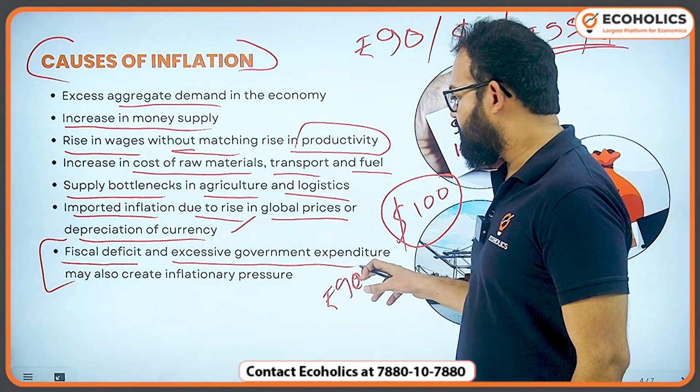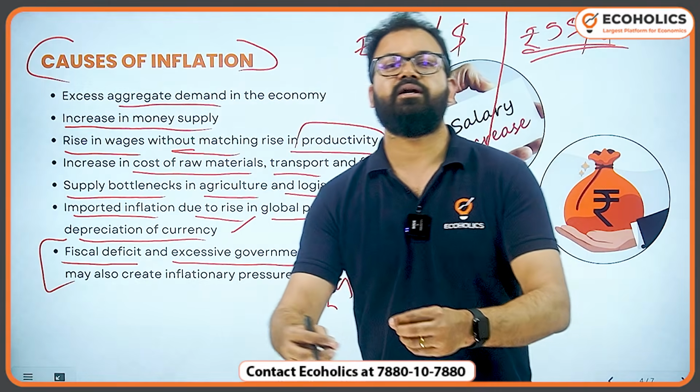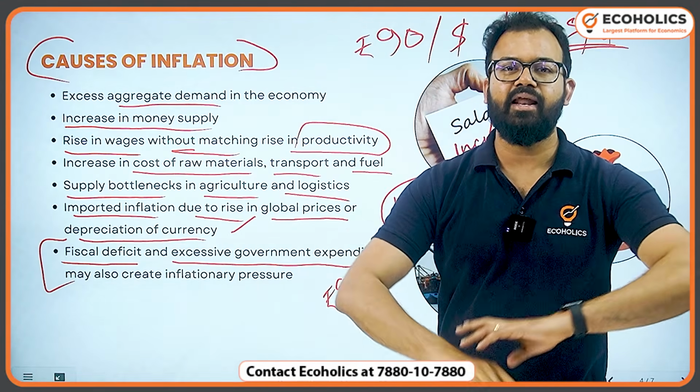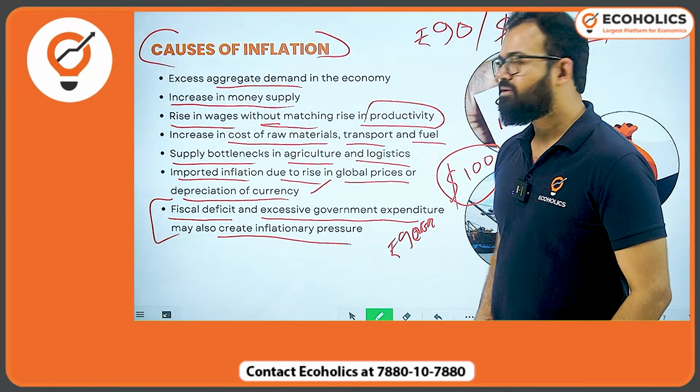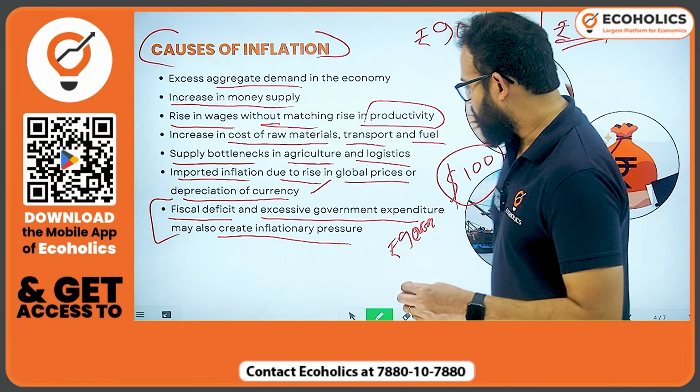Fiscal deficit, where government spends, the aggregate demand goes up. Excessive government expenditure, again government induces that. So in nearby areas, the land prices rise, economic activity happens. That also creates inflationary pressure on the economy.